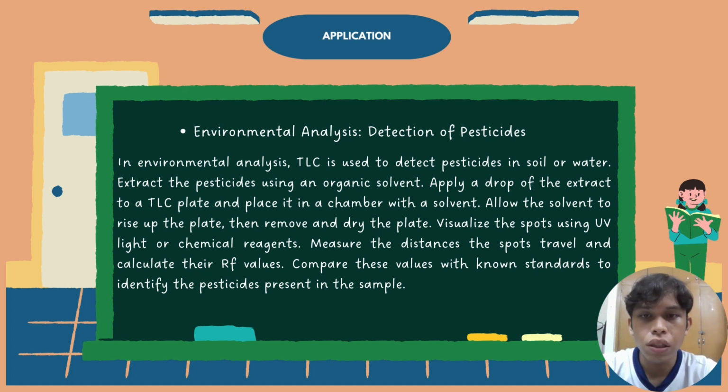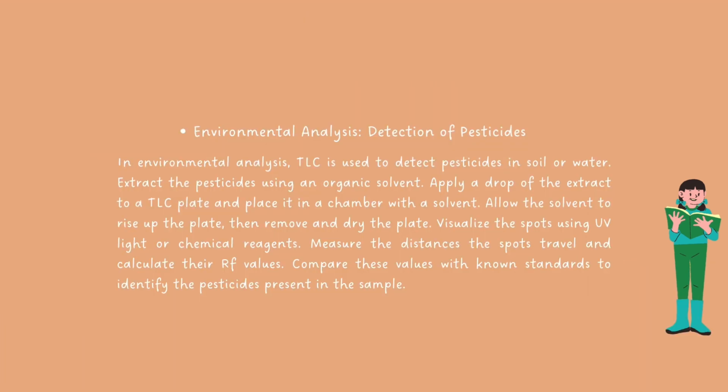Visualize the spots using UV light or chemical reagents. Measure the distances the spots travel and calculate their RF values. Compare these values with known standards to identify the pesticides present in the sample.